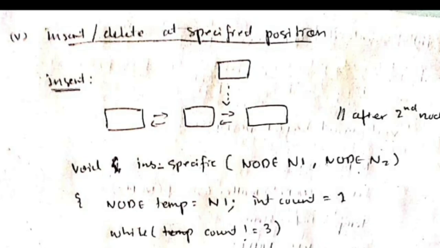If you have to insert or delete a node at a specified location, for insertion, first we will travel to the location where we have to insert. At that location, the right part of it will be pointing to the newly created node, and the left part of this node will be pointing to this one. Similarly here also, the right part will point to the next node here, and the left part of this will point to the previous node here. By doing that we can create a connection between all of these nodes.